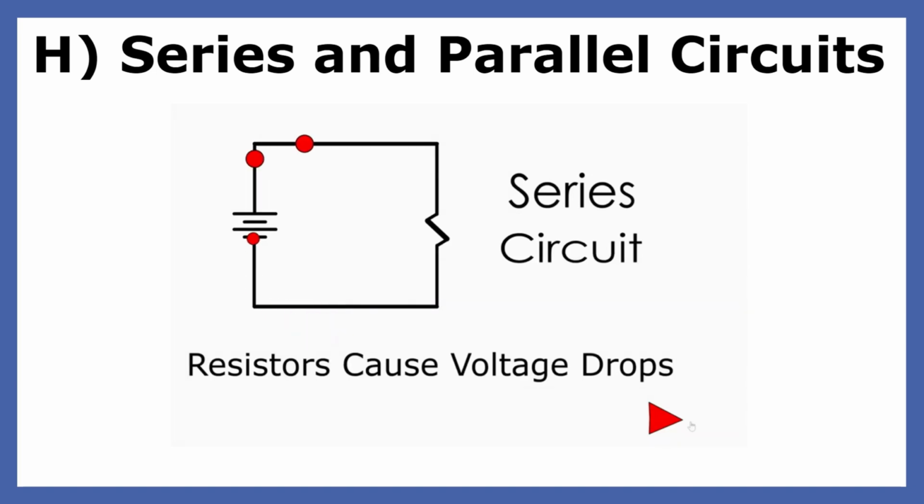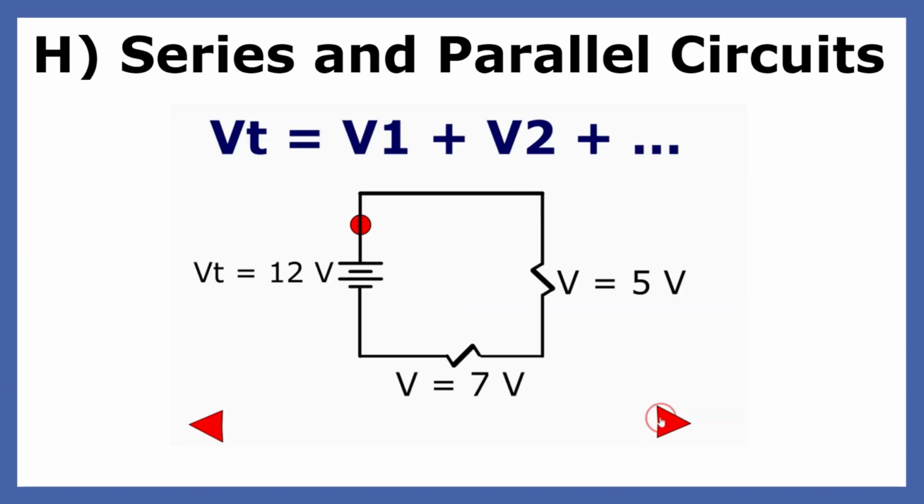The current throughout a series circuit does not change, but as the electrons flow through the components in a series circuit, energy is released and there is a voltage drop.